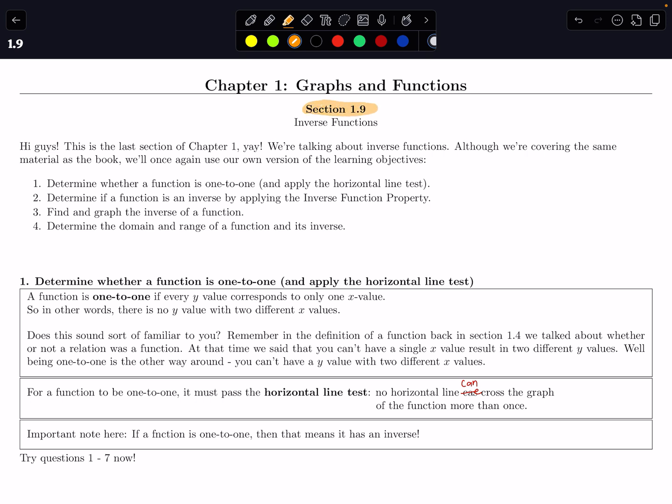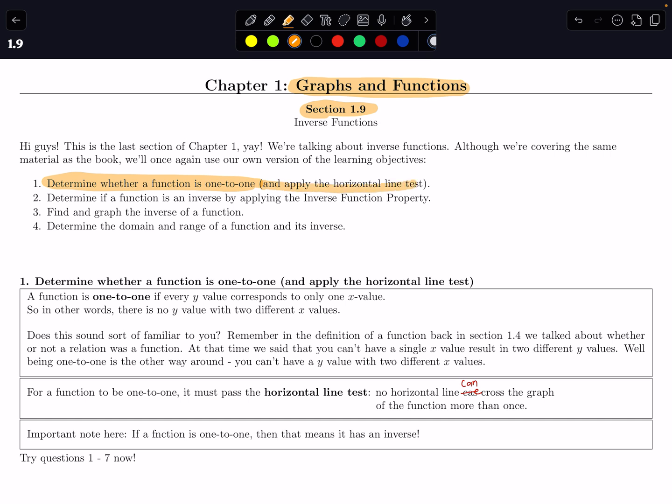Today we are doing section 1.9, and this is the last section for chapter 1 on graphs and functions. That means after today we are finished with chapter 1 and we're moving on to bigger and better things. After this section is done, we're going to start reviewing and then we've got an exam coming up for chapter 1.